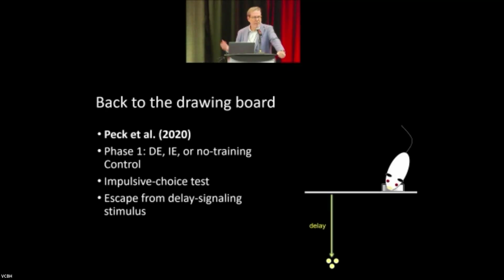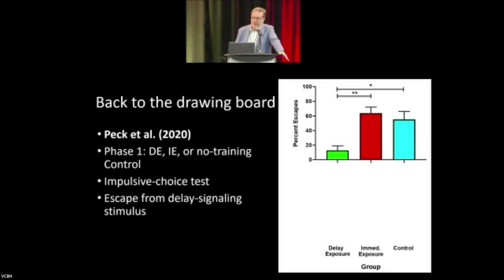And so this experiment was designed to figure out, is that Q light that signals the delay aversive? If it's aversive, then they should press that lever to turn off the aversive delay signaling Q light. So we predicted that the delay exposure group would press that lever infrequently. And sure enough, that's what we got.